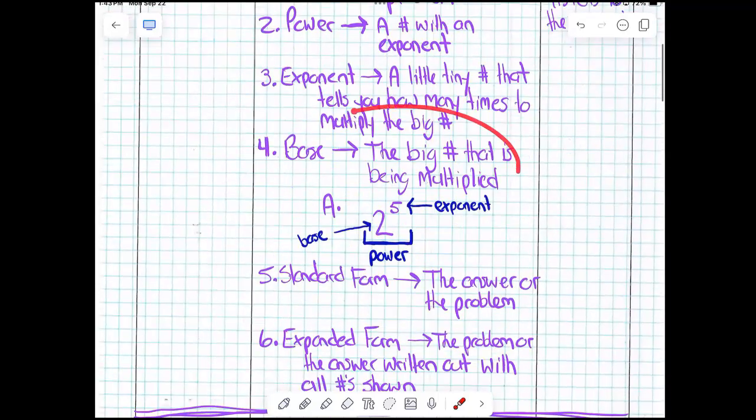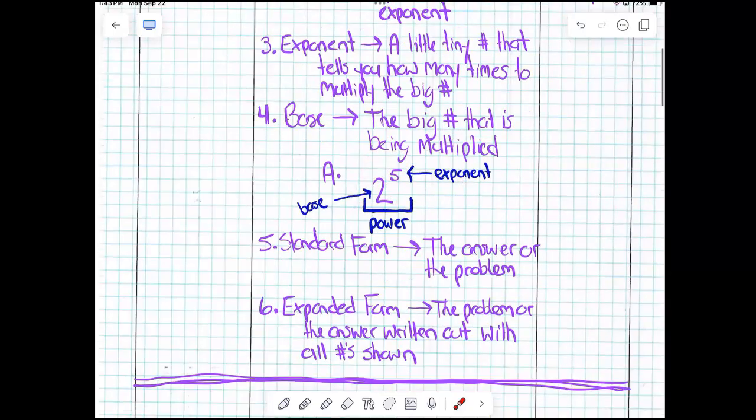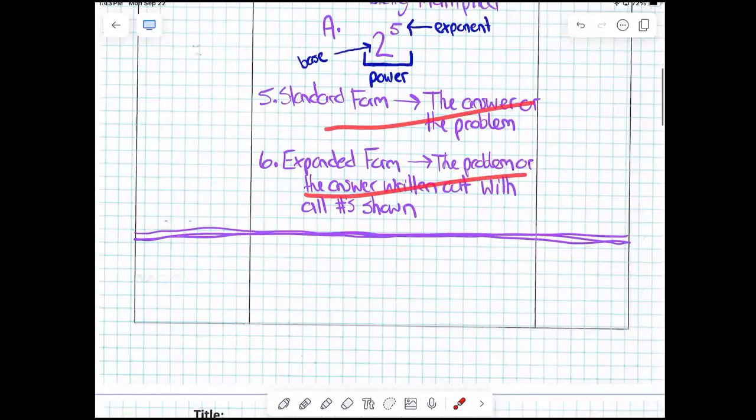We're going to go all the way down to number 4 here. This whole thing is called a power. What's the tiny little number called? Exponent. What's the big number called? Base. The exponent tells the base what to do, right? Yes. We'll talk about that in a little bit. Standard form, expanded form, we'll talk about those a little bit later.